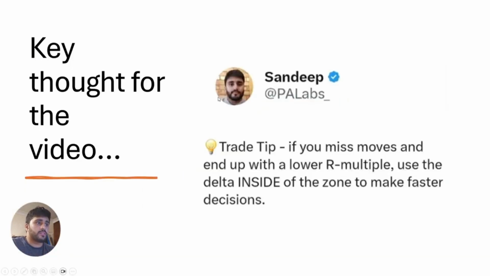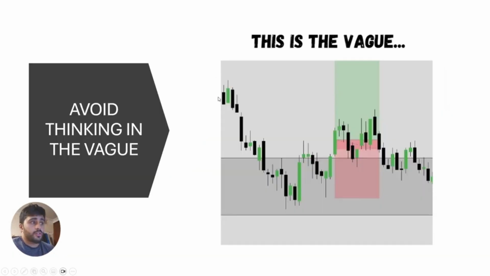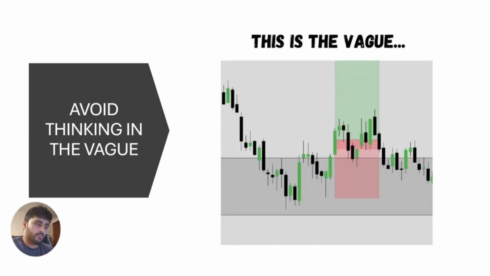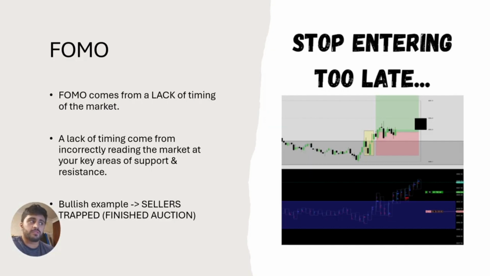So this is how you go from the vague to the specific. And so the specific gives you information on what's going on, right? When you can't rely on it via candlestick. So again, FOMO or entering too late, or even feeling like you're entering too early, just comes down to a lack of timing the market properly. Timing the market comes down to support and resistance at your key levels.